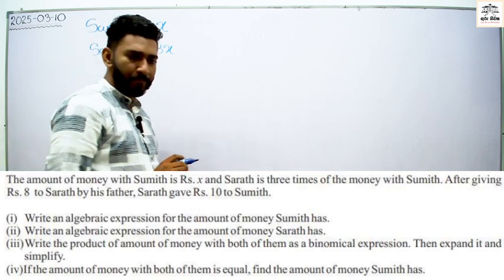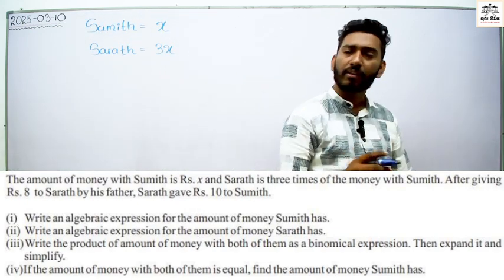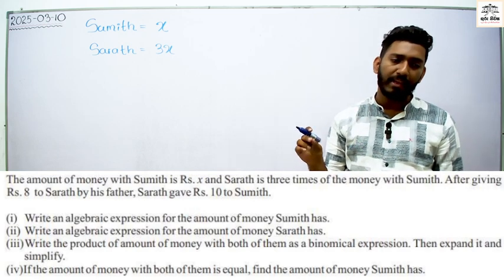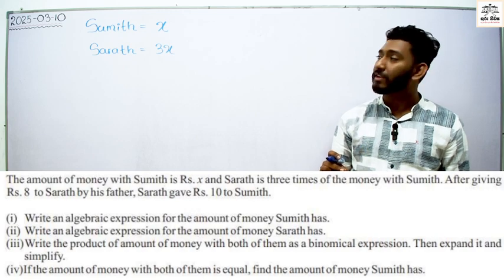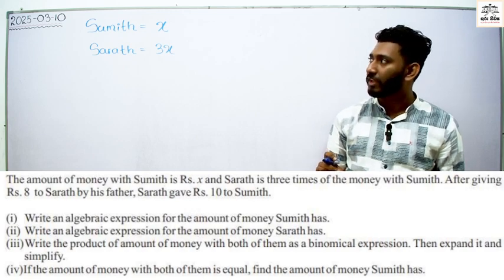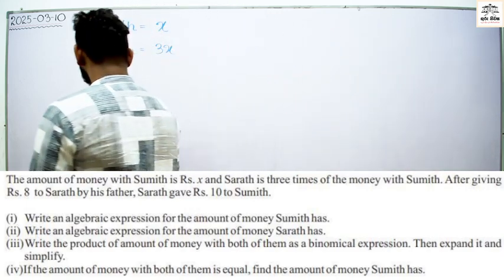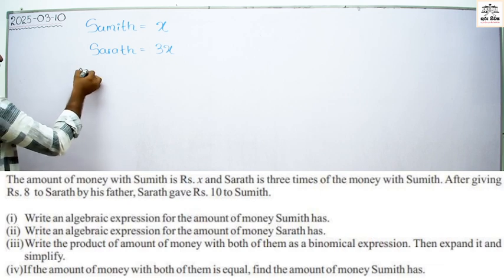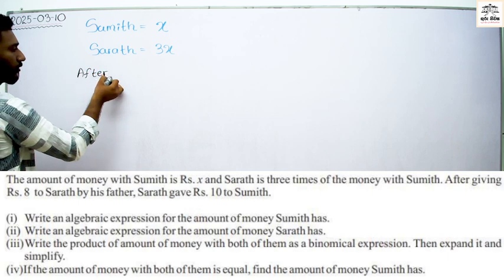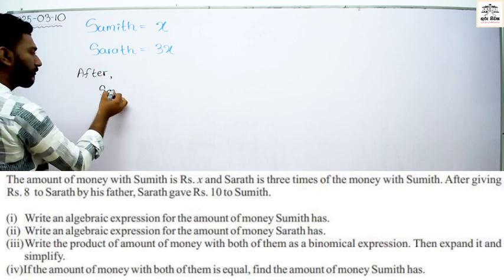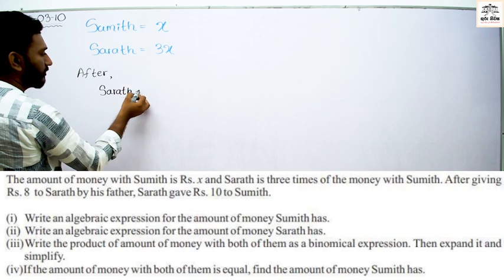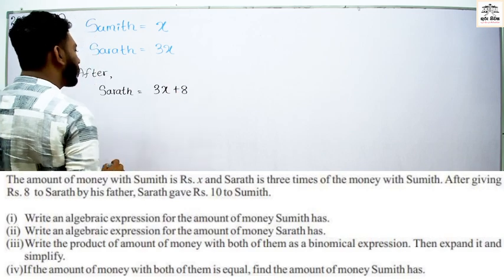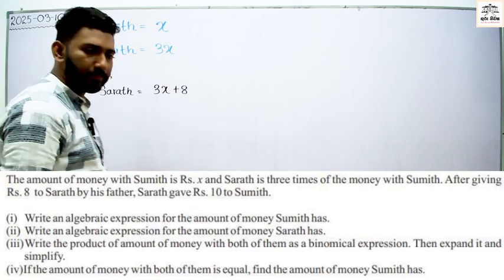Easy. And after giving 8 rupees to Sarat by his father. Saratට රුපියල් 8ක් තාත්තා දෙනවා. මෙන්න බලන්න වැඩි. Right? මෙන්න Sarat. Saratට හම්බ වෙනවා එතකොට රුපියල් 8ක්. That means 3x plus 8 rupees now. Right?